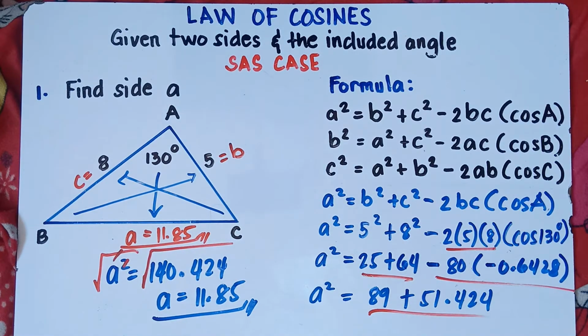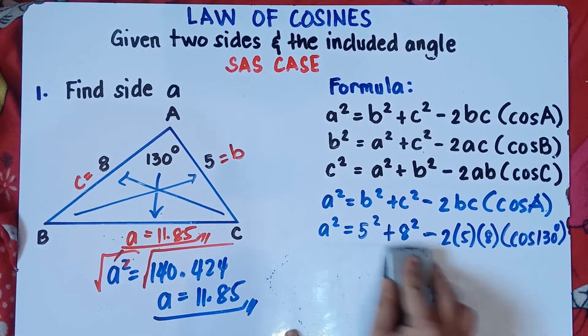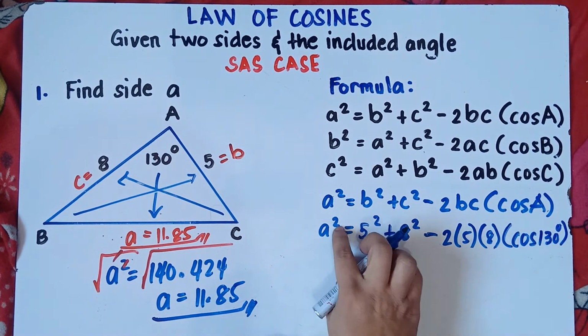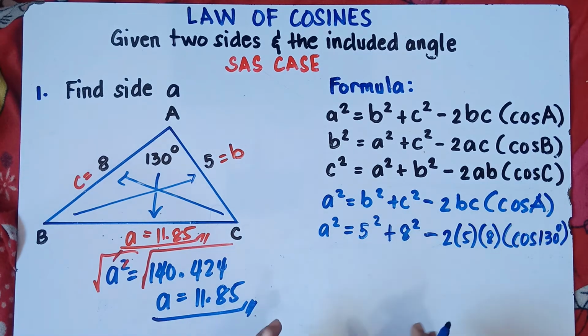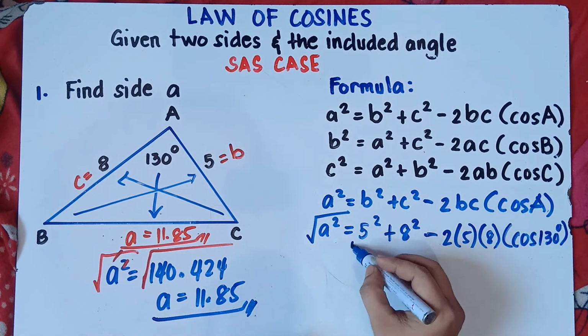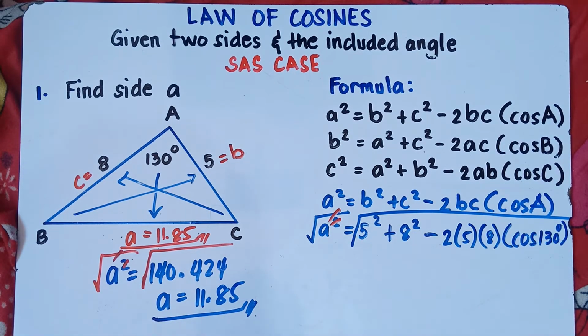Alright, so once again, class, you can answer this one directly on the calculator. Let me teach you how to use the calculator in answering this directly. Once again, we copy the formula, and then we get the square root so that we can get the value of a. So cancel this out, and our a is equal to, so simply use this one in the calculator.